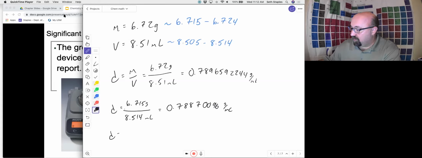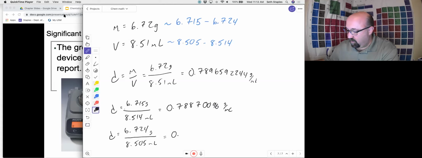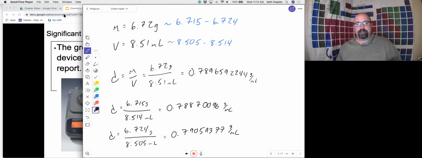Or our density could be as large as, using our largest possible number for mass, 6.724, divided by our smallest possible number for volume, 8.505. Plug that into a calculator and we get 0.7905937 grams per milliliter. And so that's the largest that our density could possibly be.